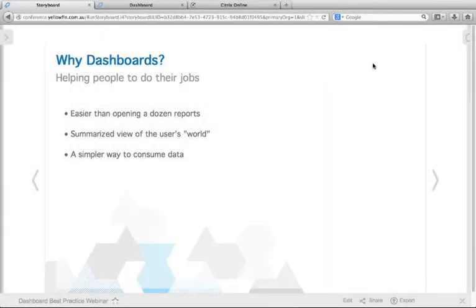So why dashboards? Ultimately, why embark on a process to create them? Well, in the simplest sense, it is actually to help people to do their jobs. It is easier than opening a dozen reports to find out exactly what you need.